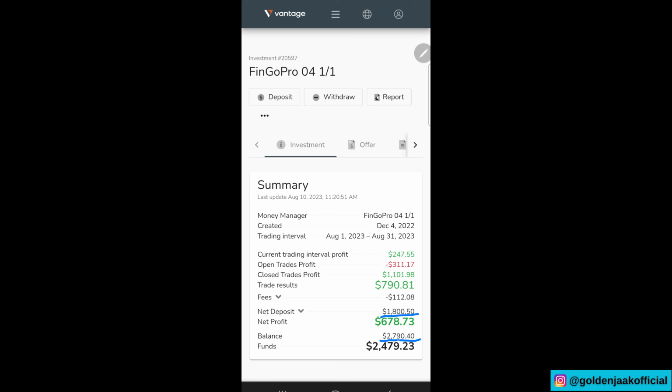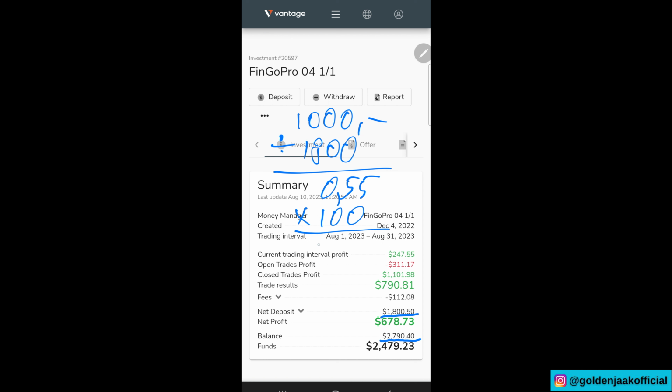When you want to find out how much profit it has made, of course, you deduct the net deposit from the balance, which in this case makes around 1,000 as a result. And if you want to find out how much that is in percentages, you just divide the result by net deposits. So it's 1,000 divided by 1,800, which gives you a result of about 0.55. And if you want to find out how much that is in percentages, you just multiply this number with 100 and you get the result of 55% net profit since beginning of December last year on this account.